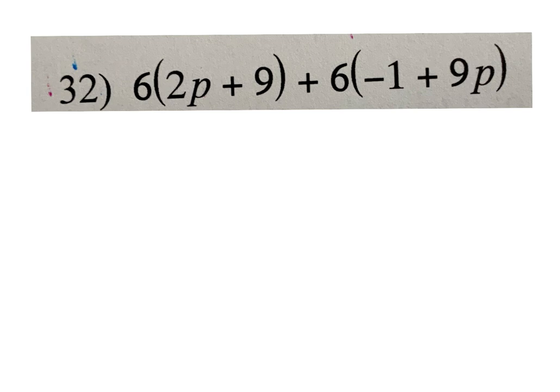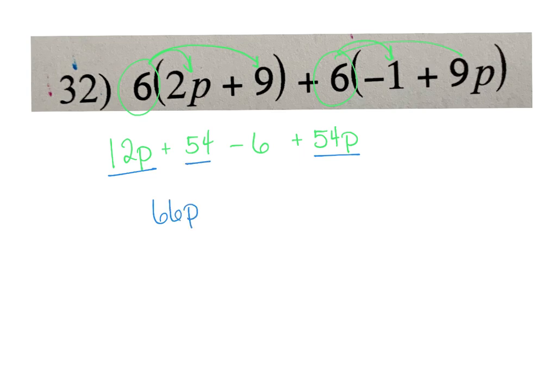All right, so for this one, I'm going to distribute the 6. 6 times 2p, that's 12p. 6 times 9. What is 6 times 9? There we go. 6 times -1. And then 6 times 9p. What's the difference here? We have a p, right? 54p, okay? All right, then I'm going to combine my like terms. My 12 and my 54, I have 66 p's. And then 48.